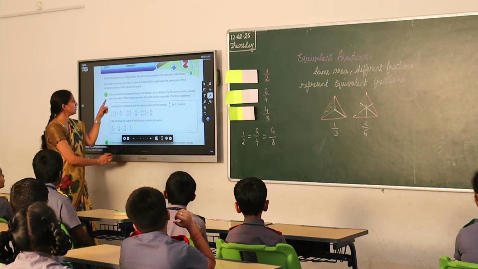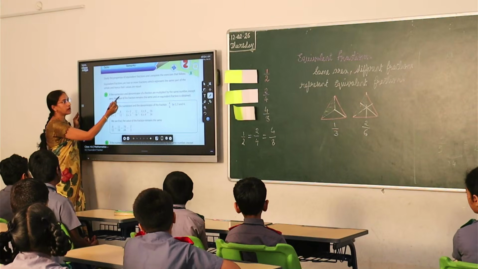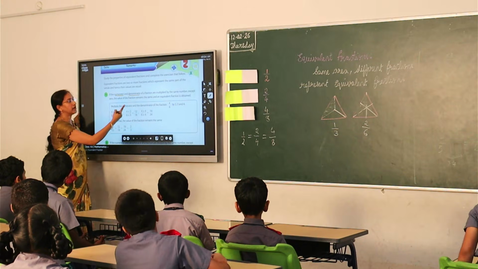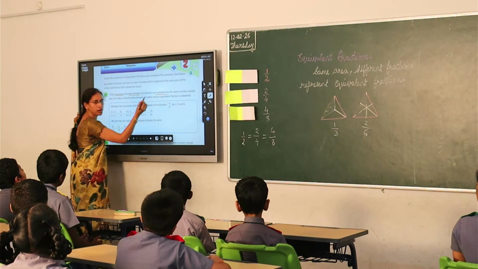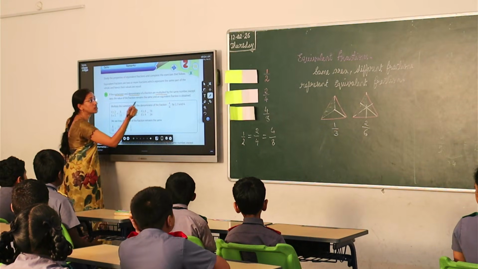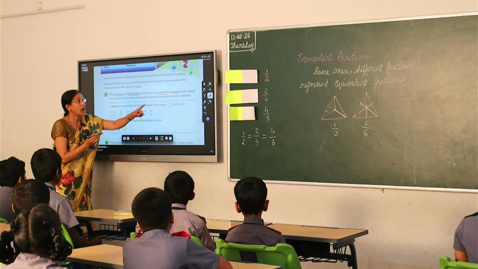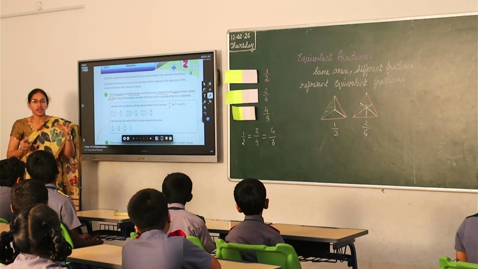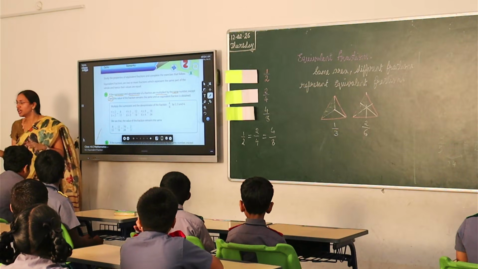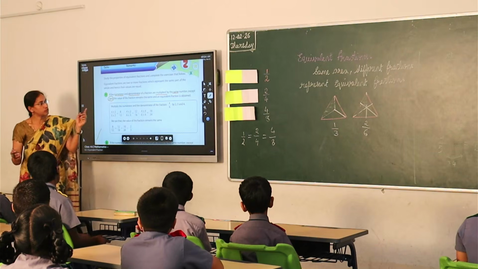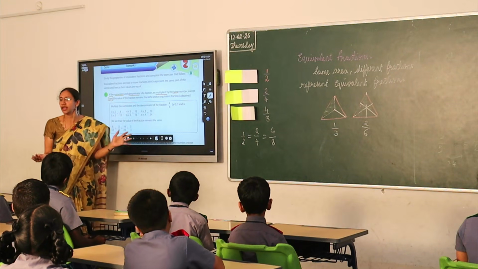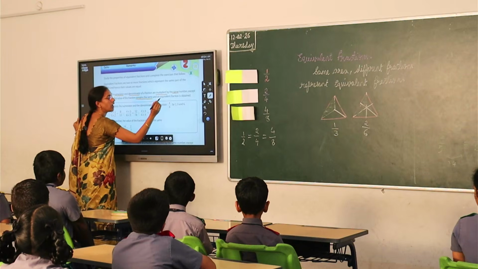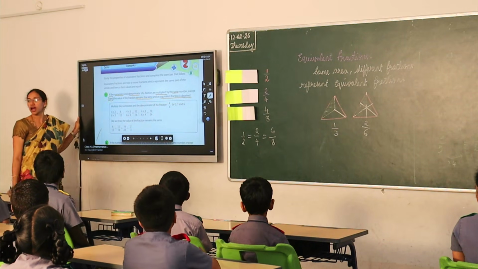If you see here, children, if the numerator and denominator of a fraction are multiplied by the same number except 0. We should not multiply with 0. If you multiply any number with 0, you will get 0, no value. So, you need to multiply with any number other than 0. The value of the fraction remains the same and an equivalent fraction is obtained.